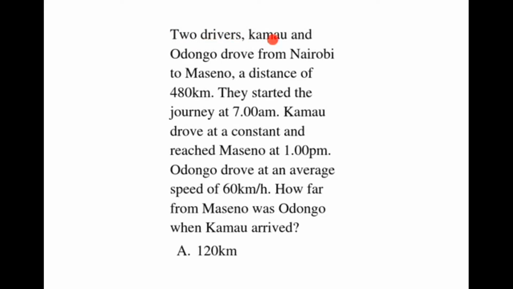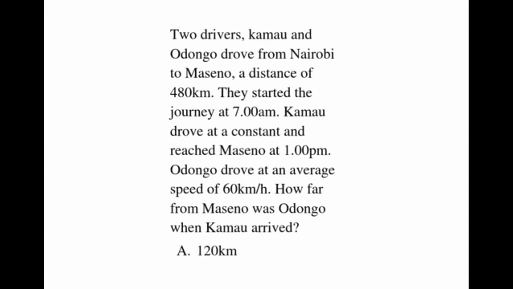Two drivers, Kamau and Odogo, drove from Nairobi to Maseno, a distance of 480 kilometers. They started the journey at 7 a.m. Kamau drove at a constant speed and reached Maseno at 1 p.m. Odogo drove at an average speed of 60 kilometers per hour. How far from Maseno was Odogo when Kamau arrived?